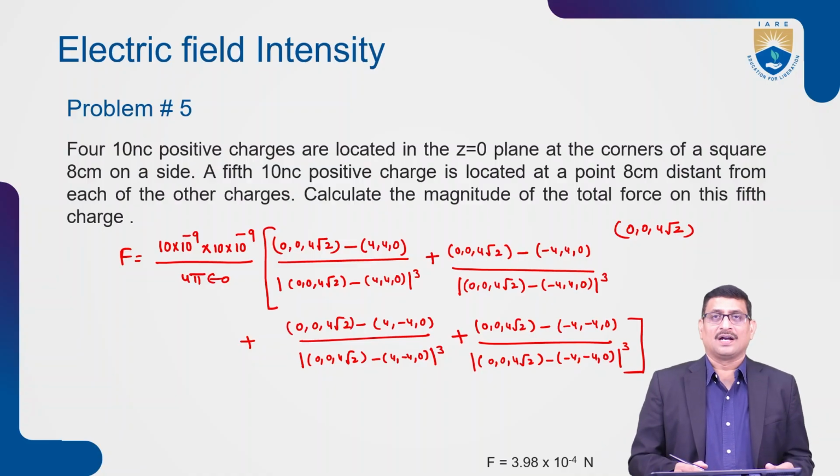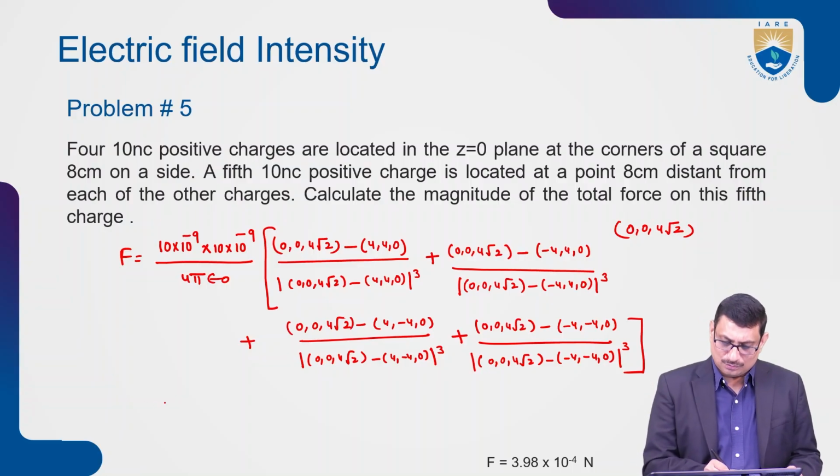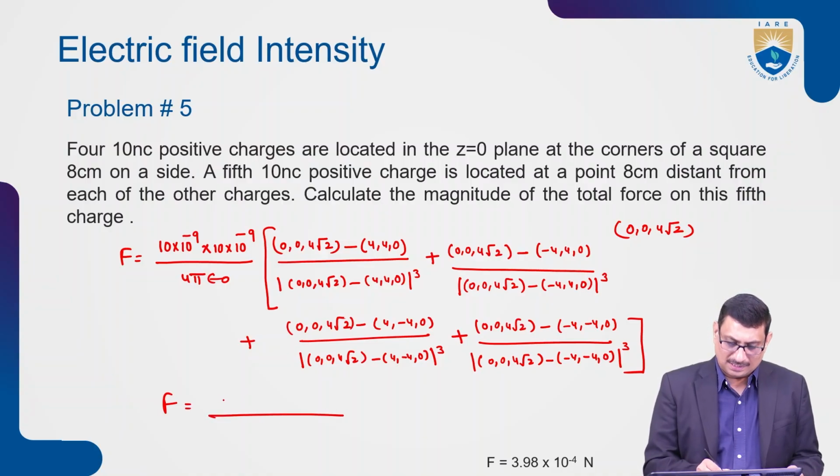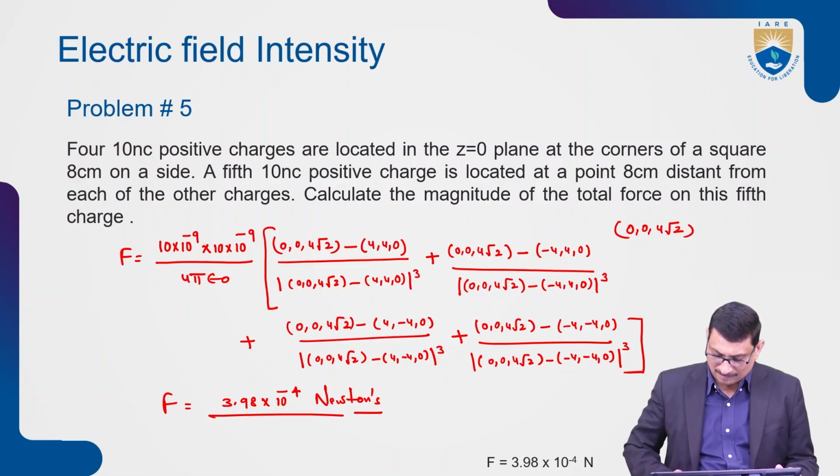We know where the charges are located, and we calculated the distance and location of the fifth charge. The rest is only to simplify. Simplifying all these expressions, you may get the answer as 3.98 into 10 to the power of -4 newtons. That's all. Right? Here it is, and once again I will summarize.